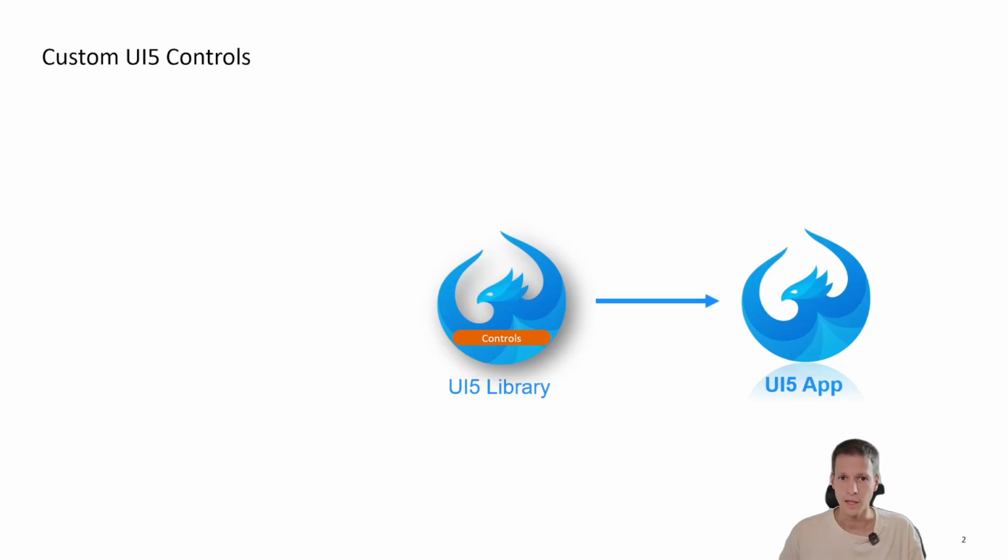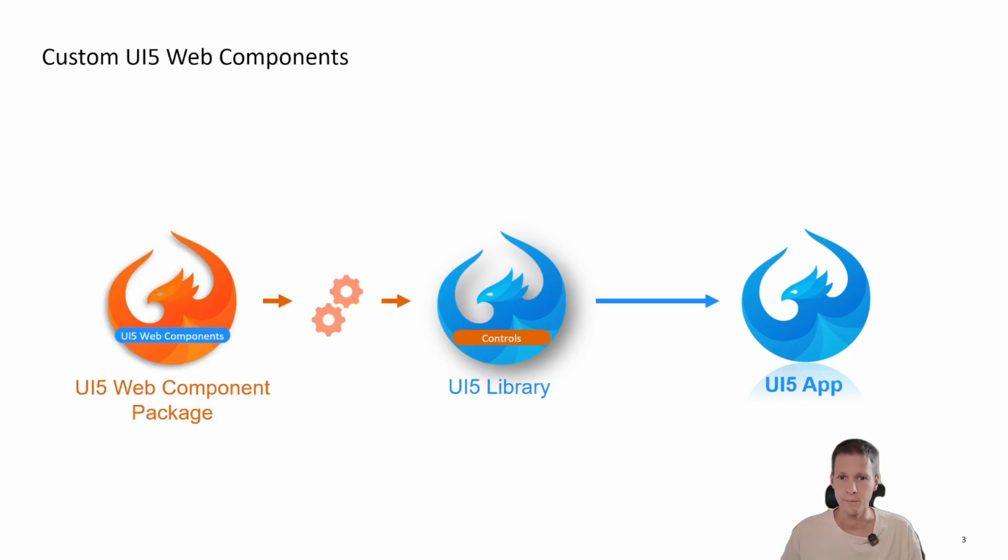First of all, creating a UI5 control like we always did, putting it in a library and consuming it in an app is still working fine. It's still okay to do this. But you need to think about the bigger picture. Do you want to reuse it? If you want to reuse it only in UI5, a control in the library is still fine. But if you want to use it beyond UI5, beyond one application only UI5, then we might need to think about web components.